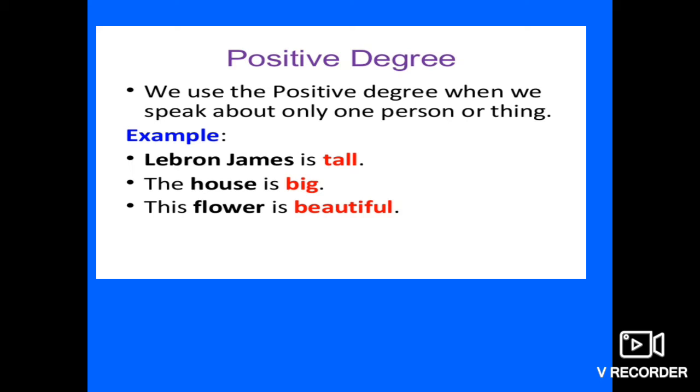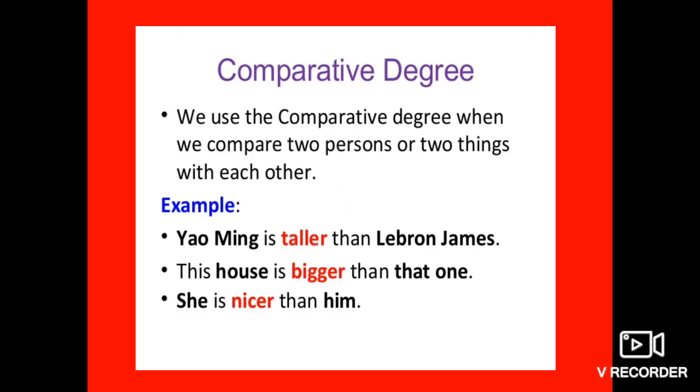All these colored words, that is tall, big, beautiful, are the adjectives. And they are of which degree? They are of positive degree of adjectives. In all these sentences, we are talking about only one person or a thing. We are not comparing here, we are just describing a noun. So this we call positive degree.